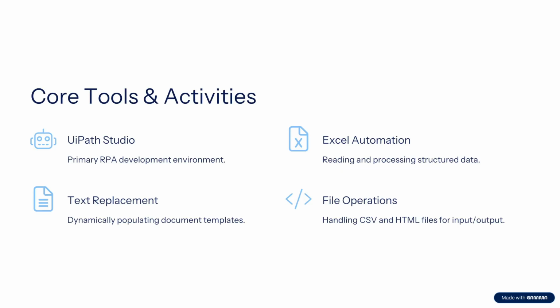Core tools and activities. The Resume Generator Bot was built using UiPath Studio, which is the main RPA development platform. Key components of the workflow include Read CSV activity to extract data from the input file, Assign and Replace, used to insert user data into the HTML template, Write Text File activity to save the personalized resume, and additional logic such as loops and variables handling to help streamline the workflow.